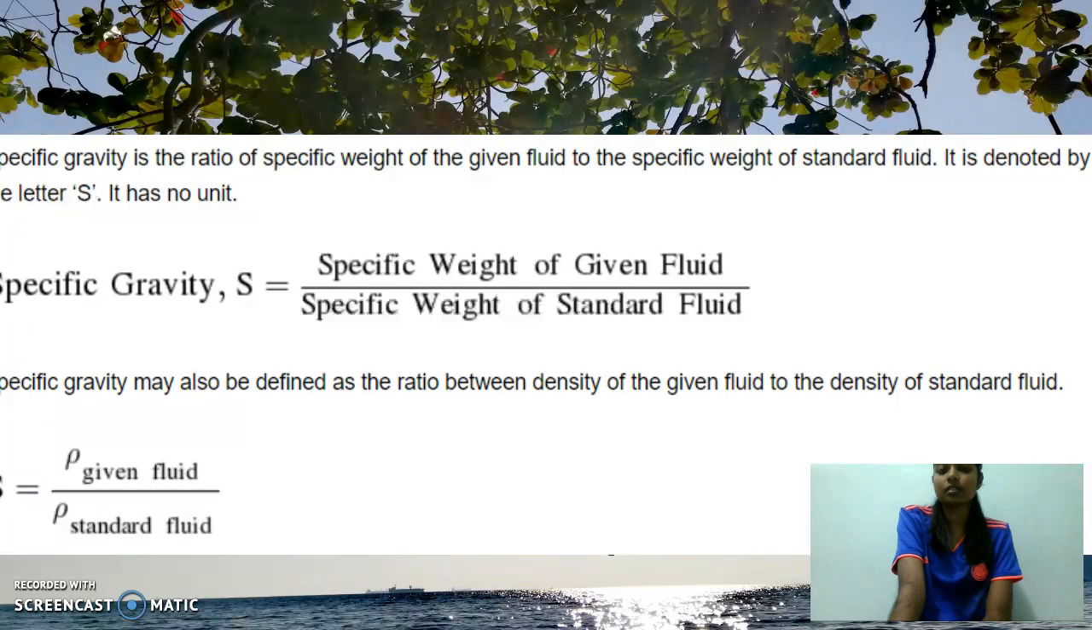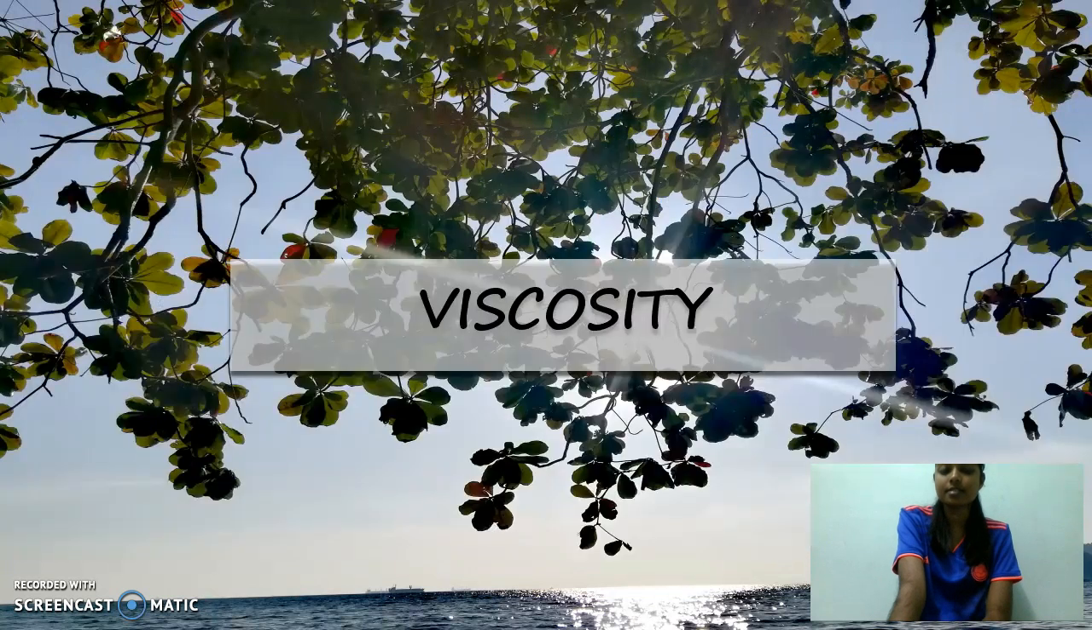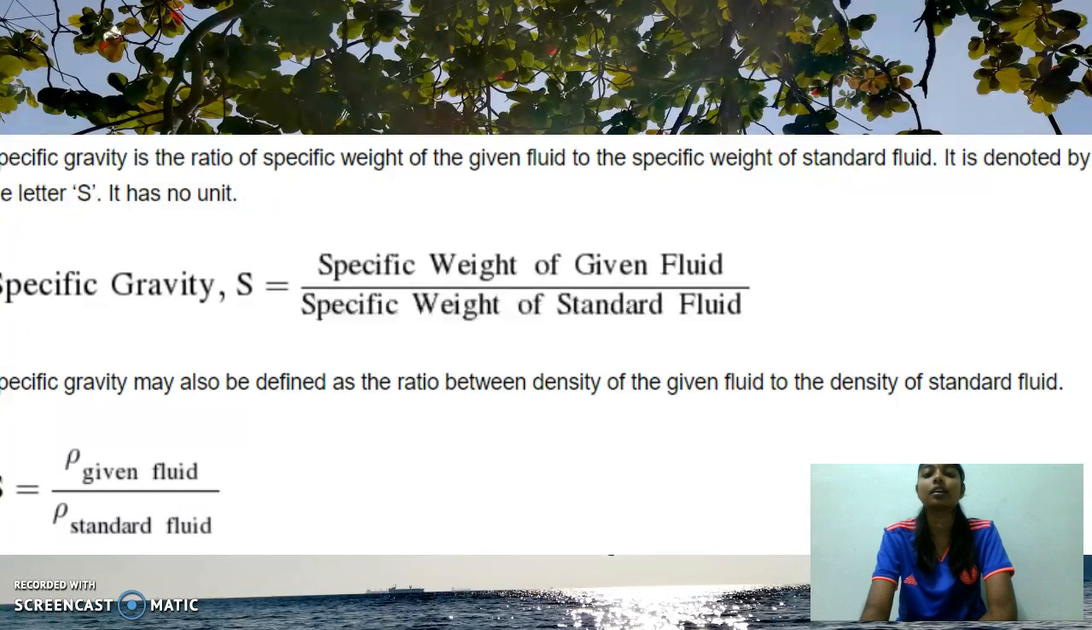Specific gravity is the next. Specific gravity is the specific weight of a given fluid over the specific weight of a standard fluid. Usually the standard is water.